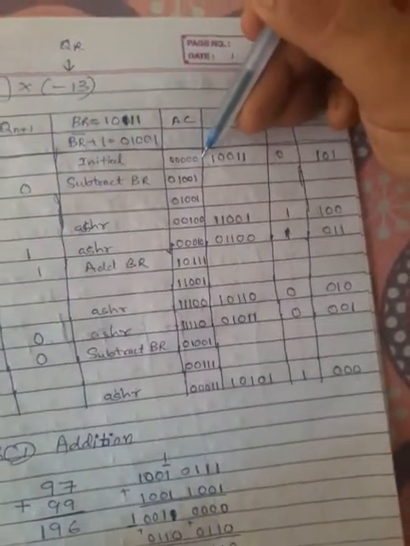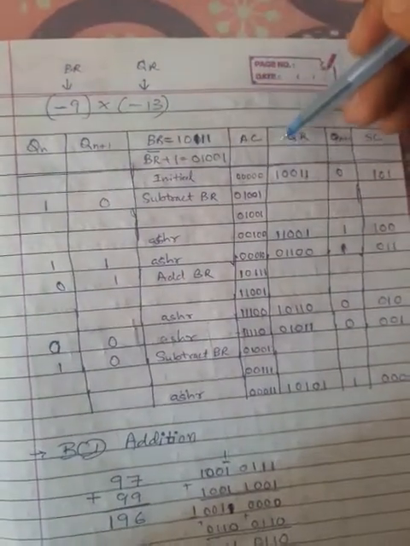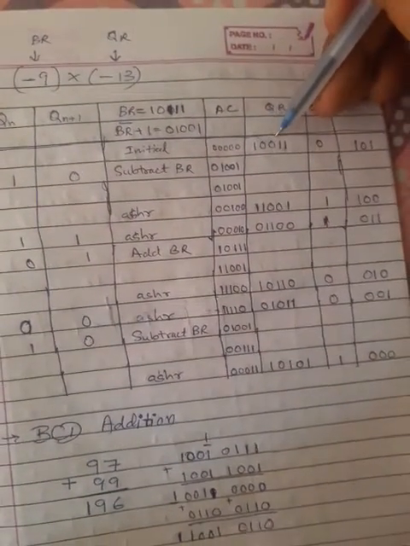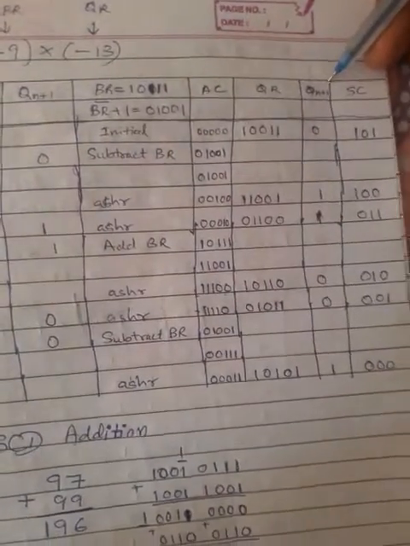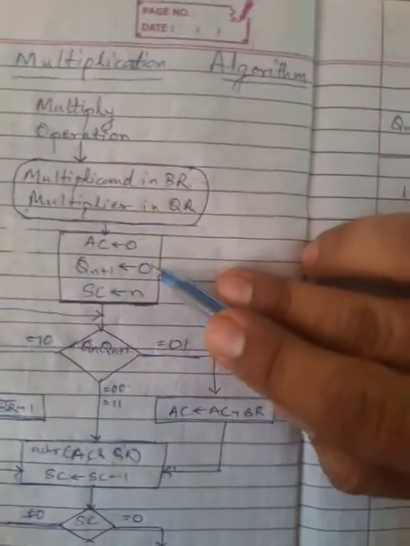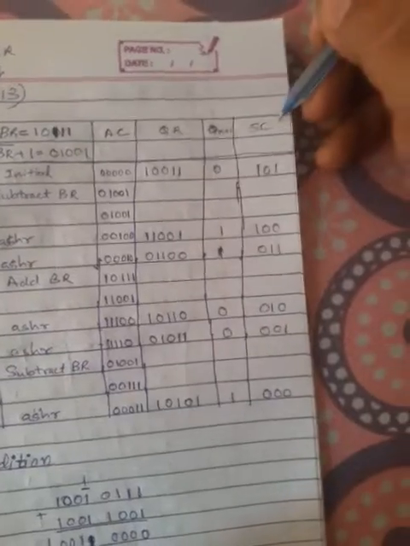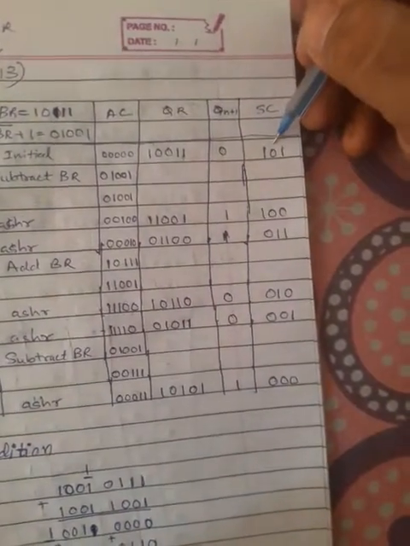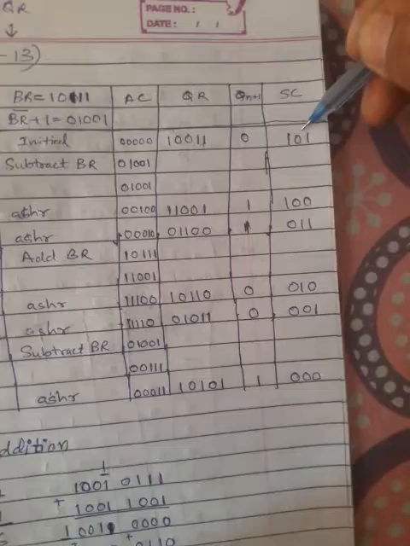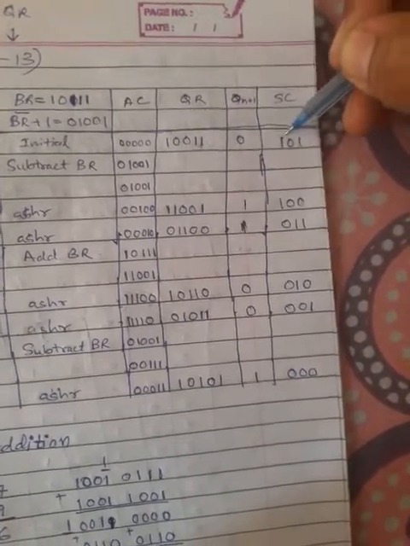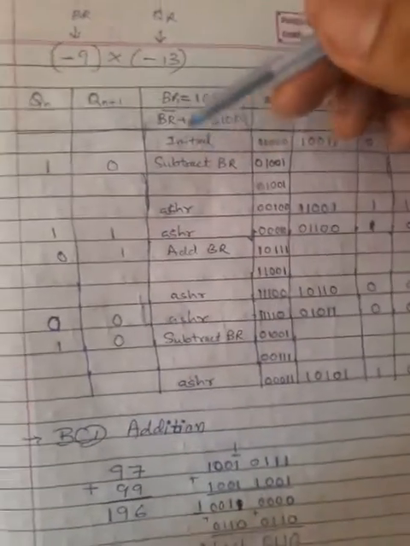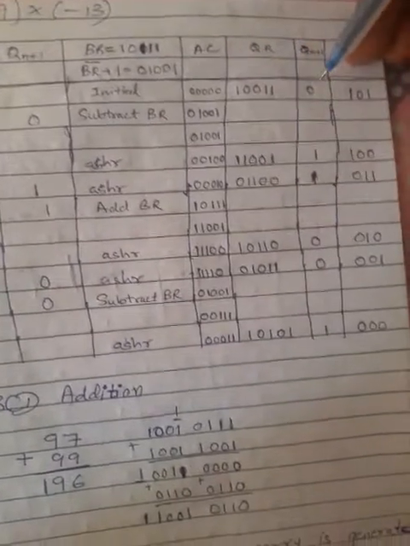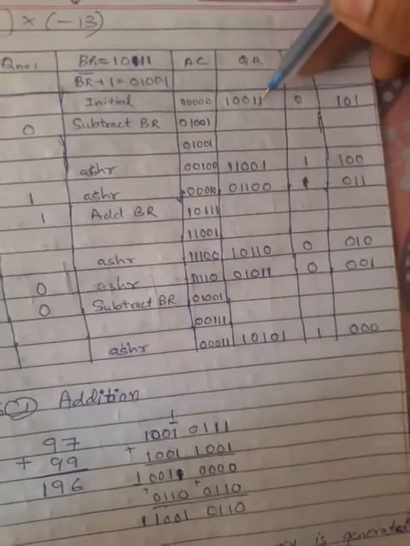So these two values we have taken directly to use in this particular algorithm. And here AC is initially replaced by 0, so all 5 digits are 0. The QR value is given as minus 13, which will be converted to binary, that is 10011. Qn plus 1 is initially 0, so here it is 0. And SC, the total number of digits, is 5, which is represented in binary as 101. Then for the first part, this is Qn plus 1, and this last digit is Qn.